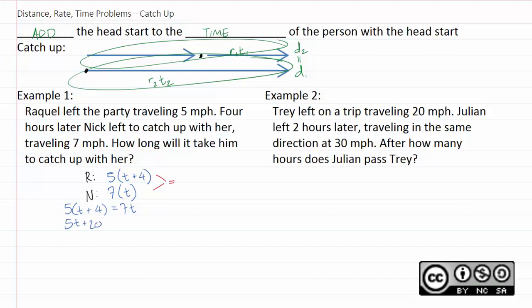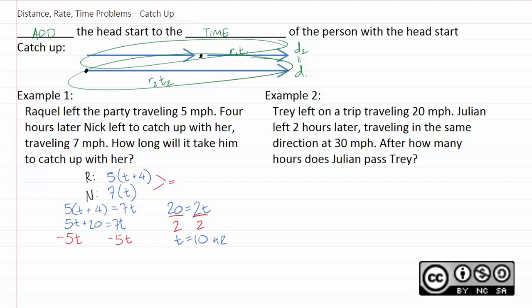5t plus 20 equals 7t. Here we subtract 5t. 20 equals 2t. We divide by 2. And we have that t equals 10. And so it will take 10 hours for Nick to catch up to Raquel. Let's take a look at example 2 now.